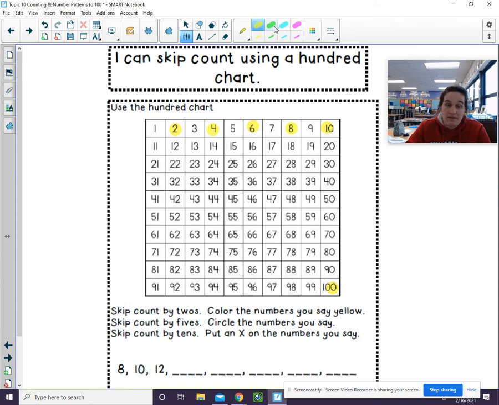Then it wants us to skip count by fives. Circle the numbers you say. So you're going to use your pencil and you're going to circle them. So 5, 10, 15, 20, and you're going to go all the way down until you get to 100. I know you can do that. Then it says skip count by tens. Put an X on the numbers you say. Okay, so then you're going to draw an X. 10, 20, 30. You skip count all the way down until you get to 100.